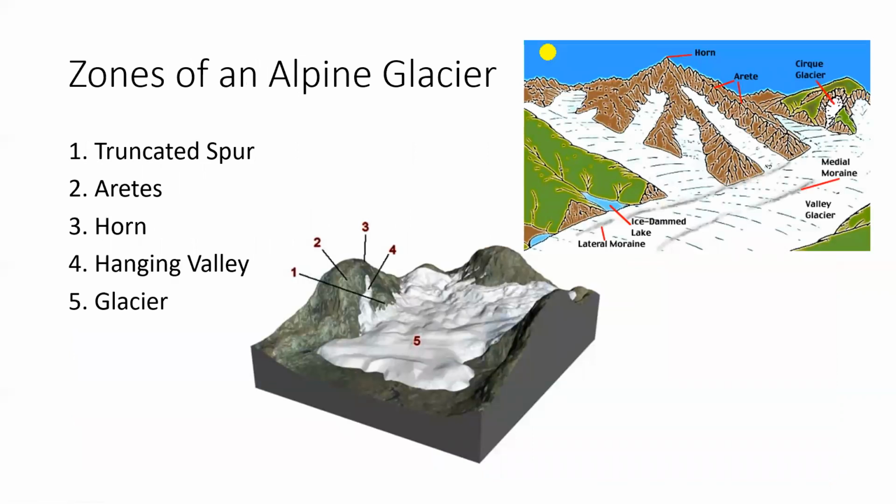There are zones of alpine glaciers. A truncated spur tends to be like an overhang of the main glacier. An arete is a rock or a ridge that forms in between two smaller glaciers moving into the main one. You can see a good example on the right, and this would be the other one here. A horn is when a glacier or cirque has eroded a side of a mountain to make it very steep and very sharp almost. Hanging valleys tend to be smaller glaciers that move into the larger glacier.